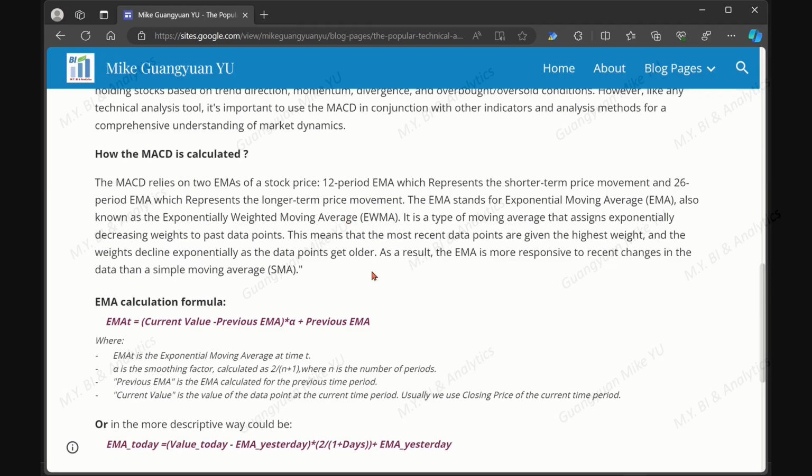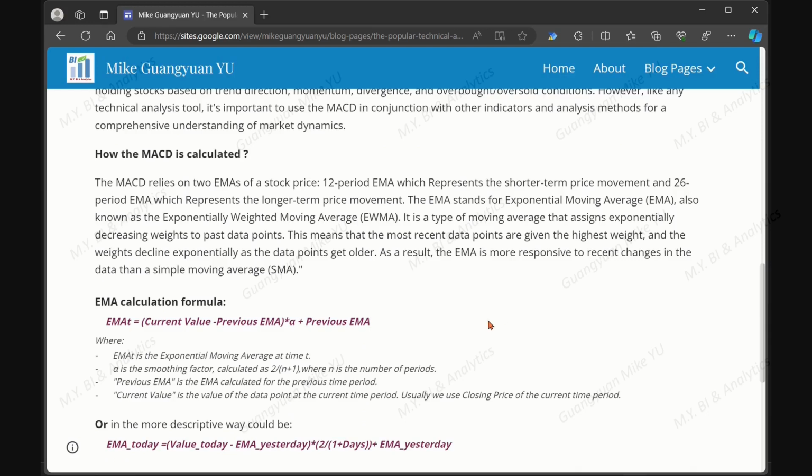EMA stands for exponential moving average, also known as the exponentially weighted moving average, EWMA. It is a type of moving average that assigns exponentially decreasing weights to past data points. This means that the most recent data points are given the highest weight, and the weights decline exponentially as the data points get older. Let's look at the formula of EMA.